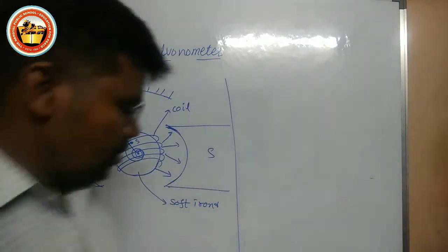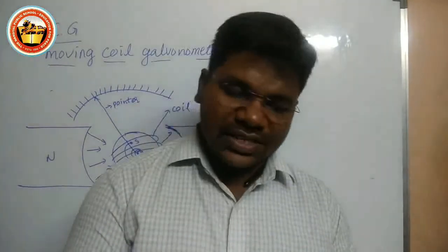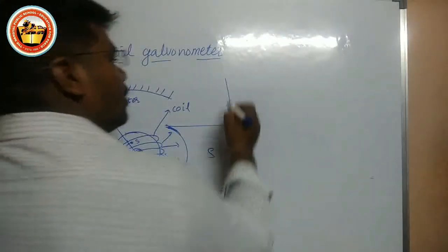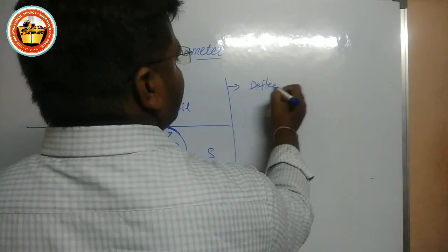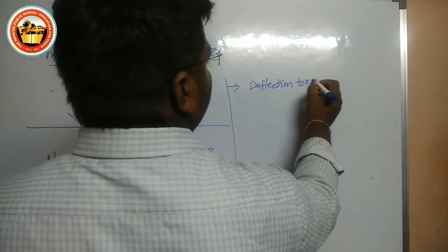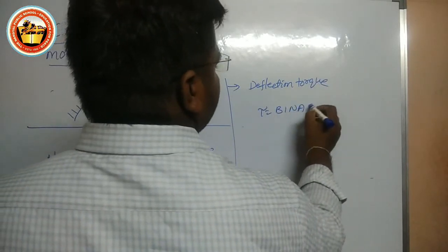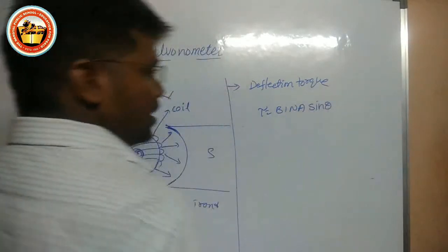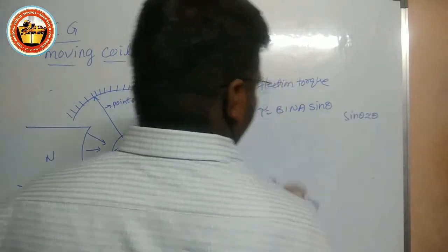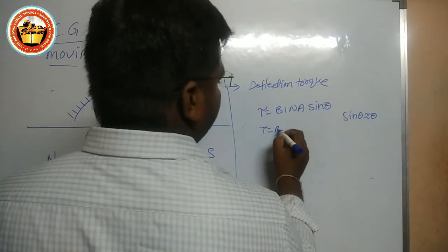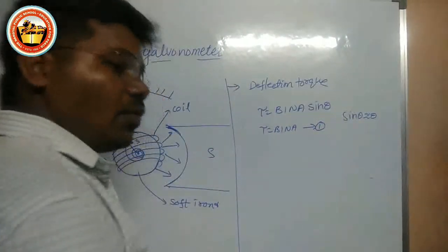Whenever current passes through the coil, it experiences torque. We can say that is the deflection torque. From the previous derivation, the deflection torque tau is equal to BINA sin theta. Here sin theta is nearly equal to theta for small angle, so tau is equal to BINA. Understand? Here what happened?